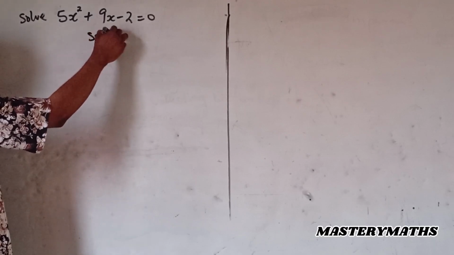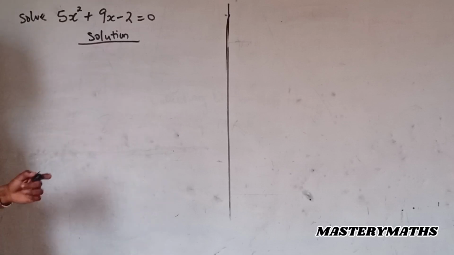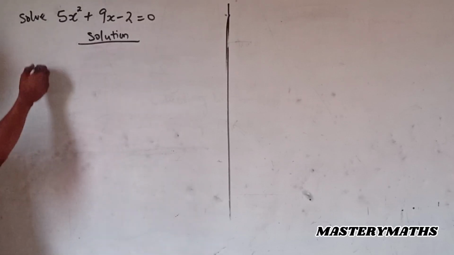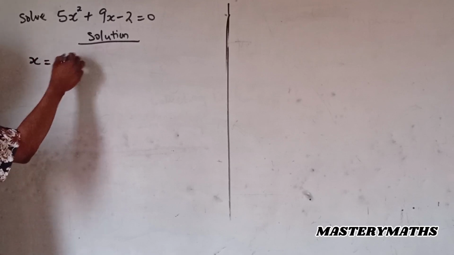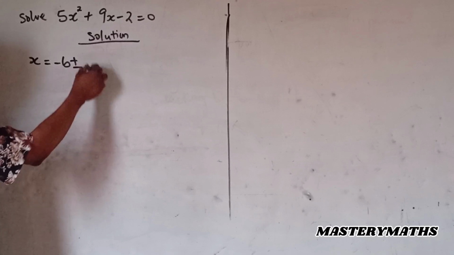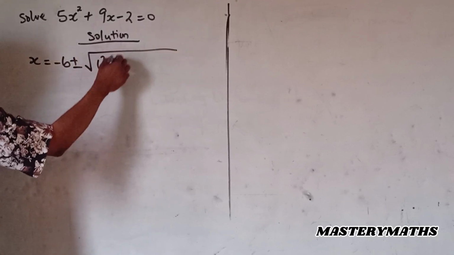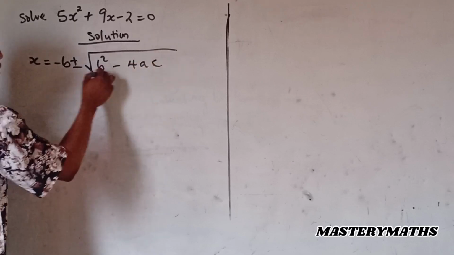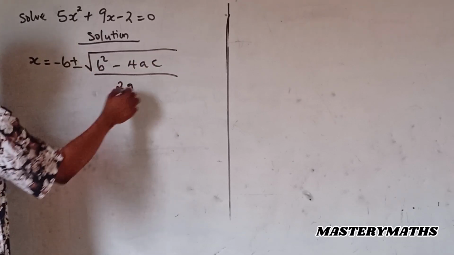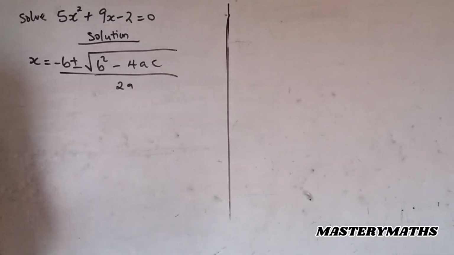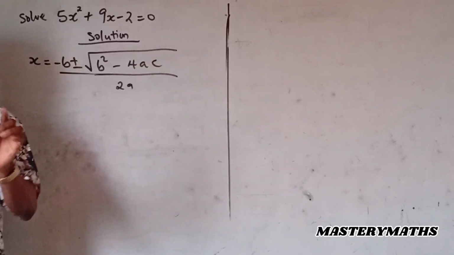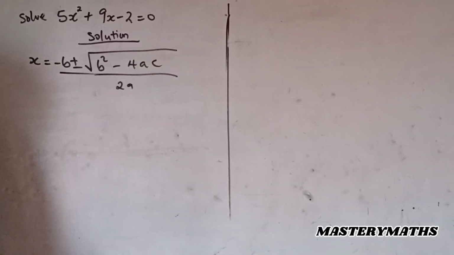We first place our formula, which is x equals minus b plus or minus the square root of b squared minus 4ac, all over 2a. This is the formula method used to solve any quadratic equation that is not factorizable. The only solution is using the formula method.